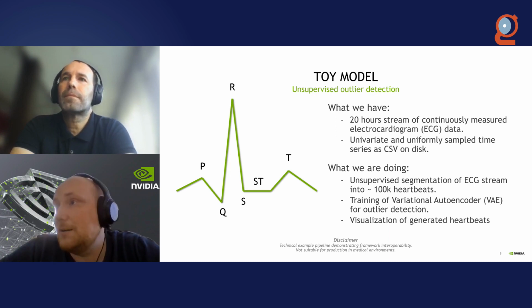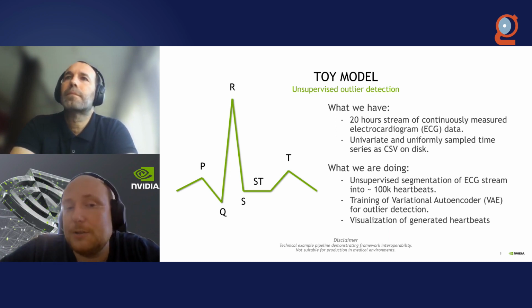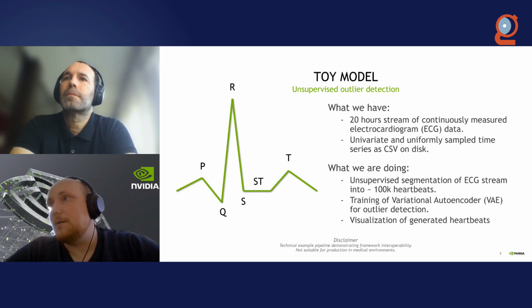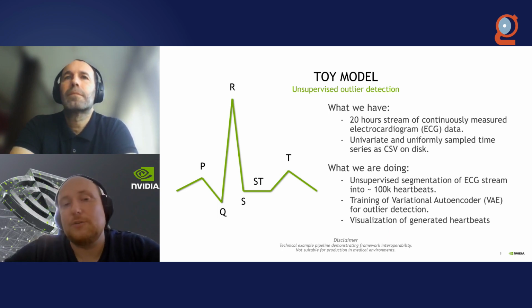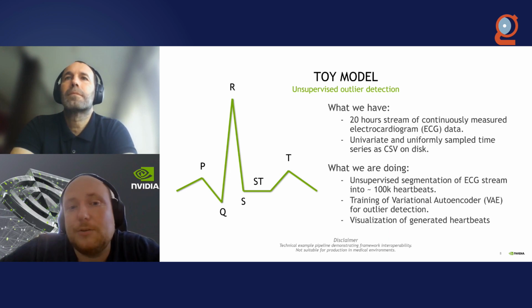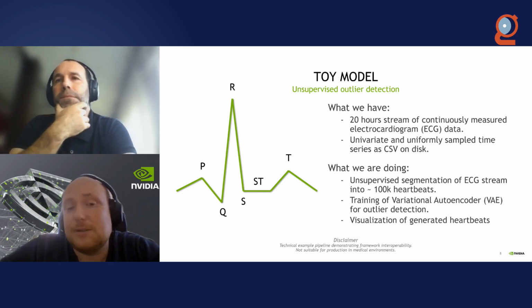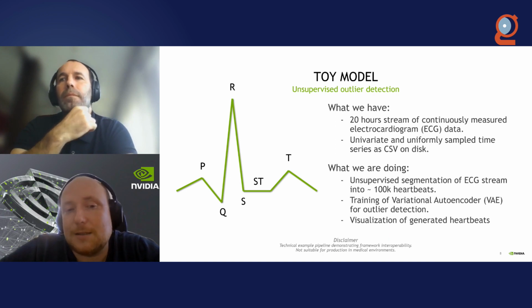Having 100,000 heartbeats, we will train a variational autoencoder for both outlier detection and also for generating new data. So we could generate new heartbeats. And of course, since we are generating new samples, we would also like to visualize them.